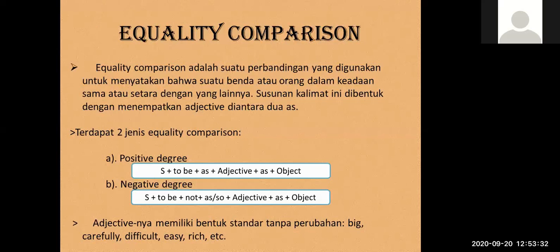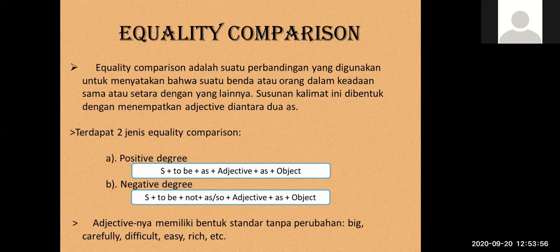For the equality comparison, equality comparison is a comparison used to declare that something or someone is in the same condition at one level. For the structure, there are two kinds of equality comparison: positive degree and negative degree.